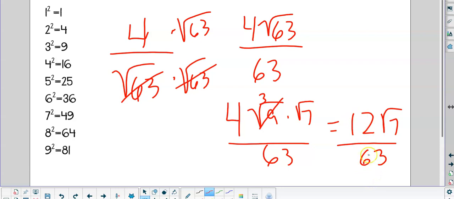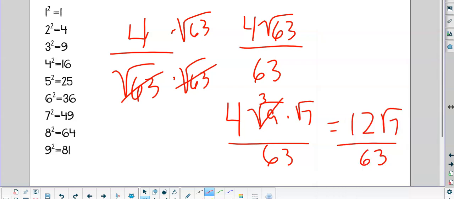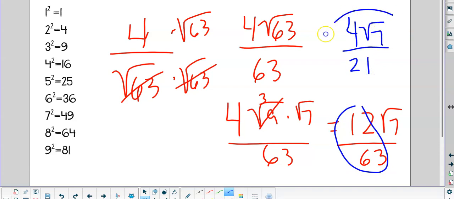I think this can be reduced. 12 over 63. I don't know it, so I'm just going to pick up my calculator and let it do the math. I'm pretty sure it has some sort of 3 factor. So we get 4/21. All right, wow, that was a lot of math. This is going to reduce to 4 over 21, but the square root of 7 will remain. You might need to pause the video and really take a look at this for a second. 4 square roots of 7 over 21.